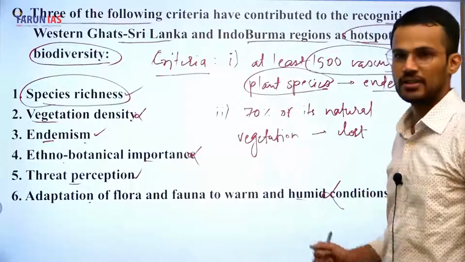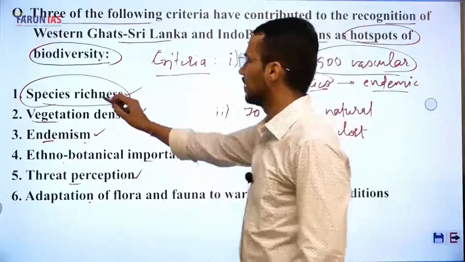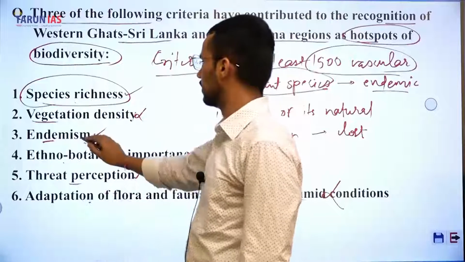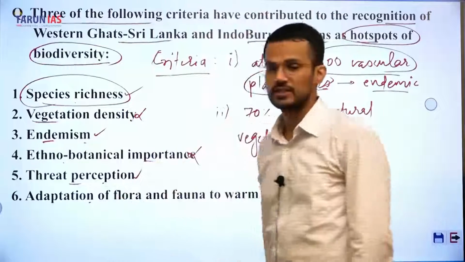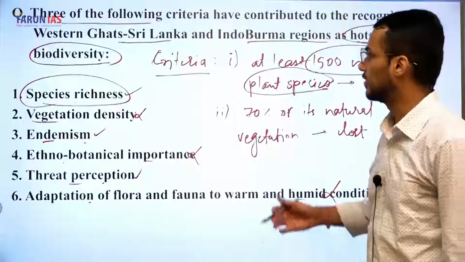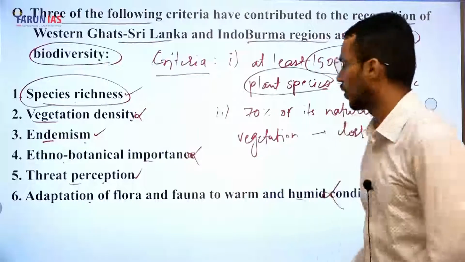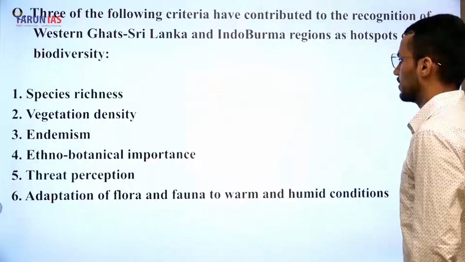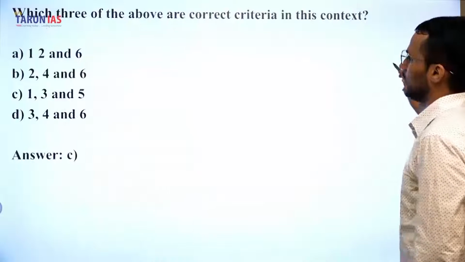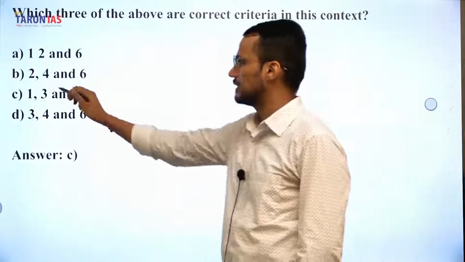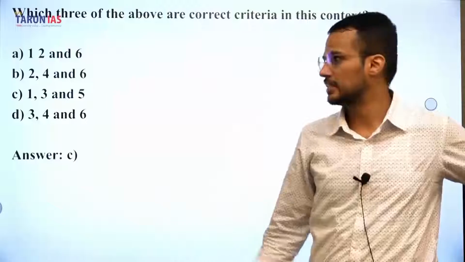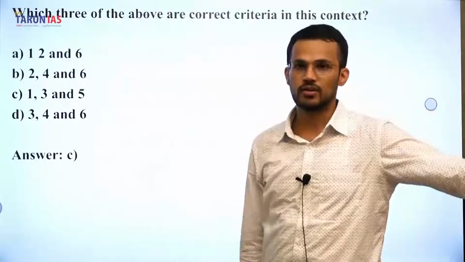So based upon our discussion, we can say that the first statement, third statement and fifth statement are the correct criteria for the recognition of biodiversity hotspots. So first, third and fifth. So we can say that the option is C. The answer of this question is C, 1, 3 and 5.